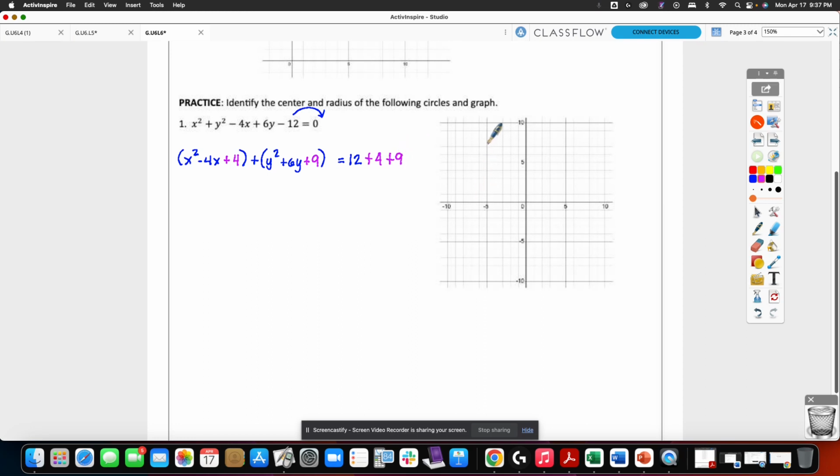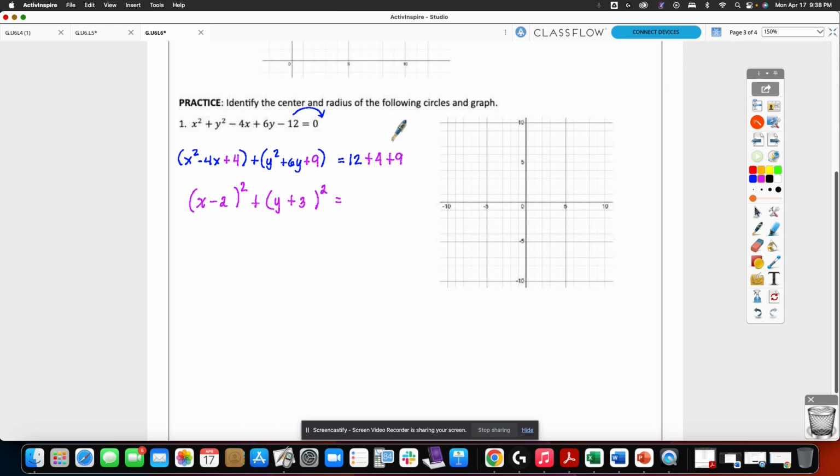All right? Now, all we need to do is rewrite this as the squared binomial. So let's start with the x. What goes inside the parentheses? You have x, and then negative 4 divided by 2, it's negative 2. So x minus 2 squared. Okay, let's do the y. So y goes here, and then positive 6 divided by 2 is positive 3. So we have y plus 3 squared equivalent to y squared plus 6y plus 9.